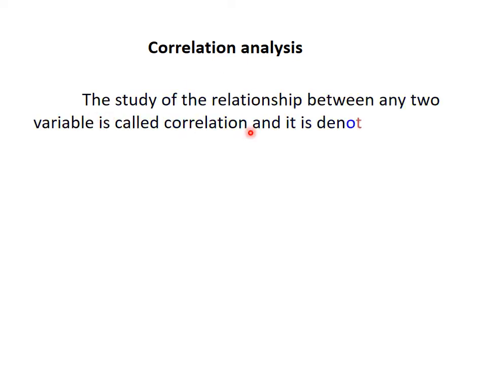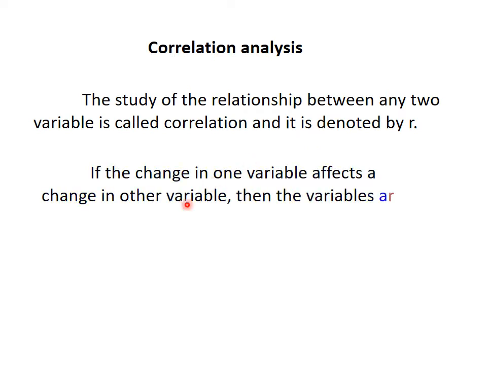The study of relationship between any two variables is called correlation and it is denoted by r. That is, we are going to examine whether any relationship exists between any two variables or not. That is called correlation. Next, if change in one variable affects change in the other variable, then the variables are said to be correlated.